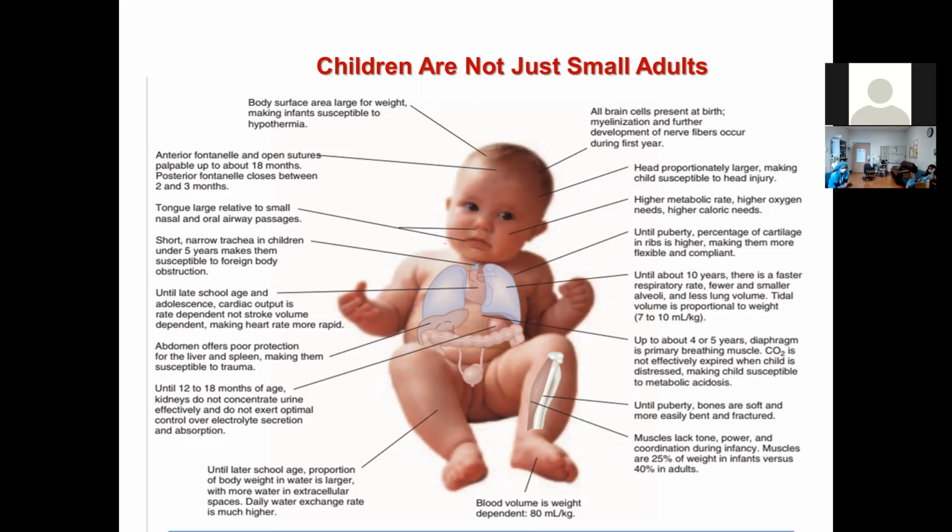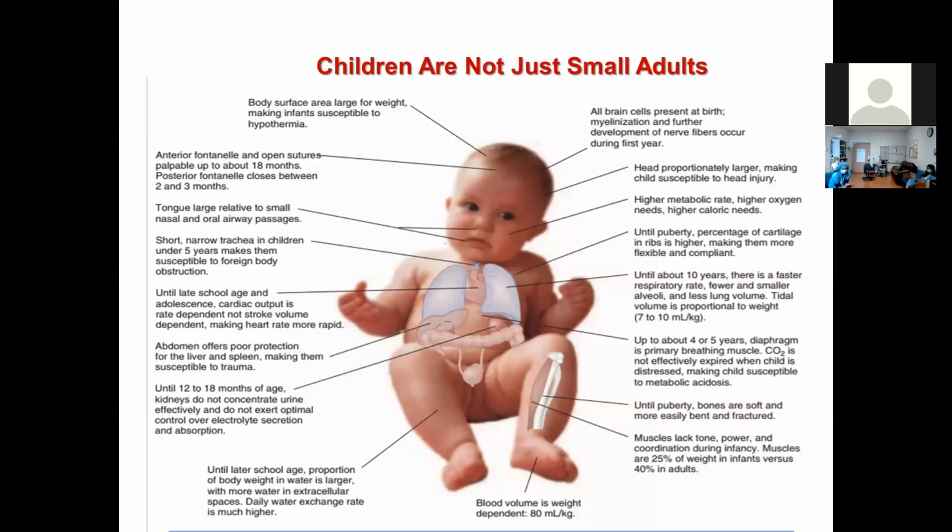They have a large tongue compared to the rest of the oral cavity. As a result, there is not much space left in the mouth in case there is any swelling, or the tongue can obstruct the airway. They also have a short, narrow trachea, especially the younger the child, the shorter and more narrow the trachea is, and therefore it makes them very susceptible to foreign body obstruction.